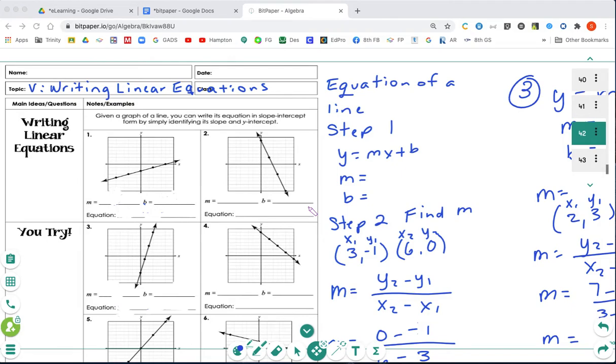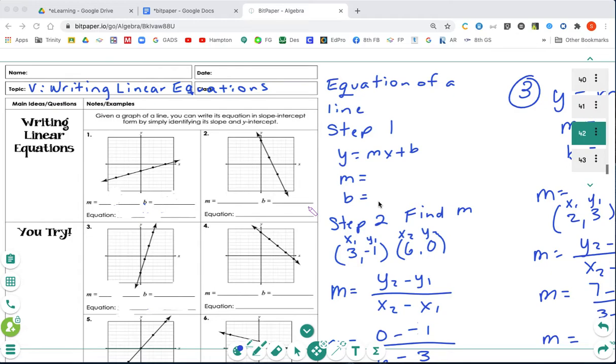Linear equations. When we see the instructions to write the equation of the line or write a linear equation, our first step is going to be to write our formula. y = mx + b, m = , b = . Our next step is to find b.